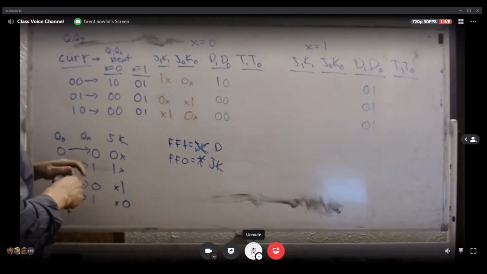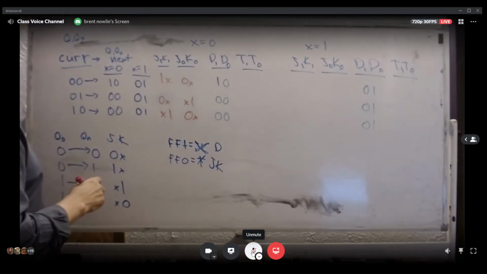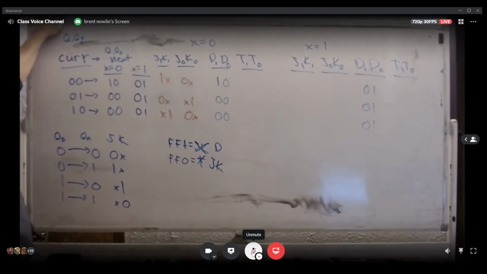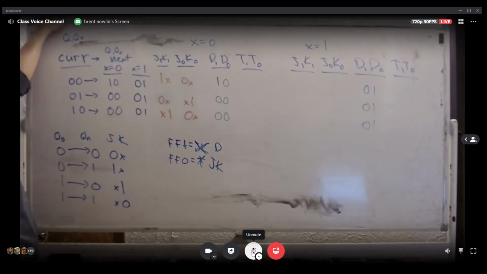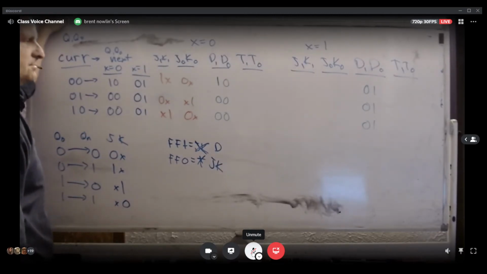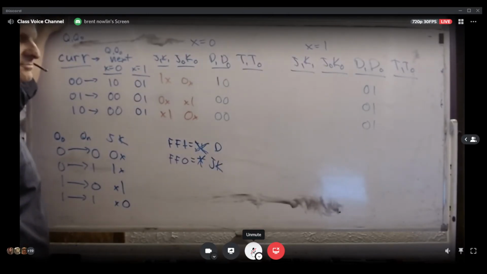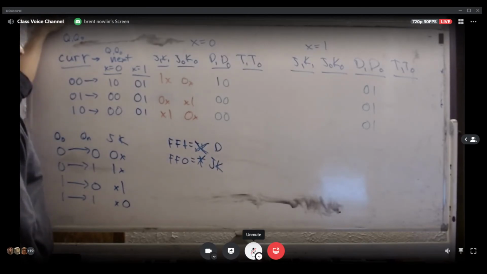Okay, T1, T0. What do we got? The T-excitation table. It's almost as simple as the D's, guys. Right. Isn't it? Okay, so if it stays the same, it's going to be 0. If it changes, it's going to be 1. You guys got it. Both of you.